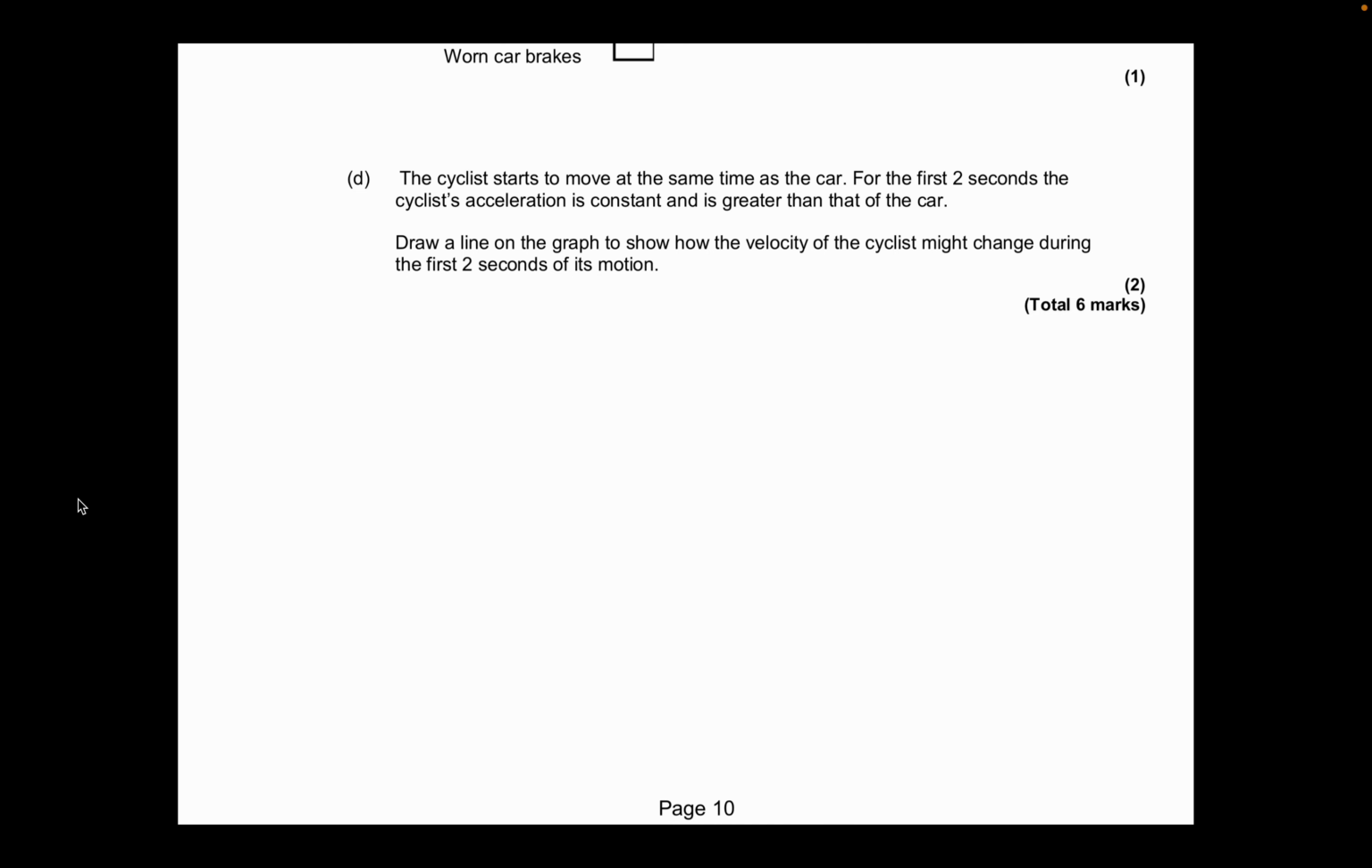On top of that, these are some of the keywords. Okay, we're just going to highlight it. The cyclist moves at the same time. That's one of the keywords. On top of that, it is greater than that of the car. So that means this line is going to be steeper than L and M, starting before L.